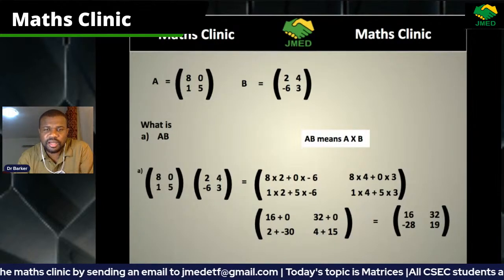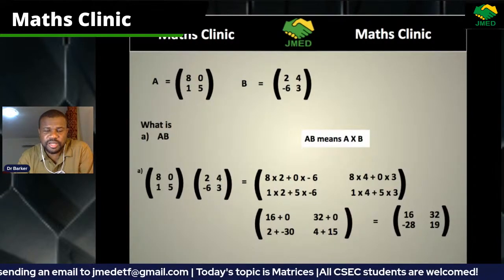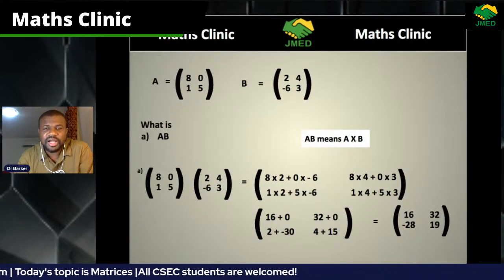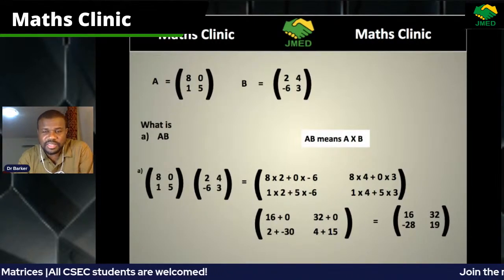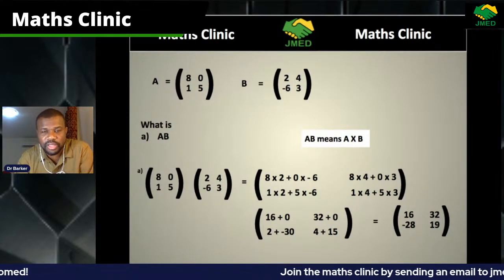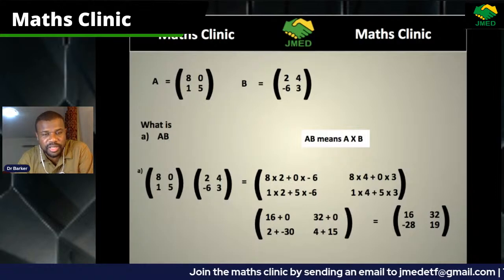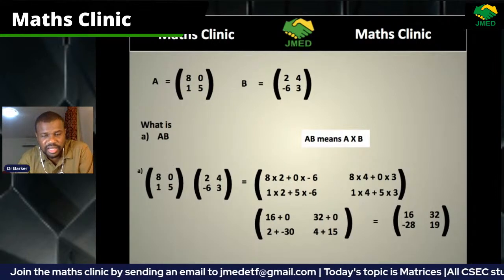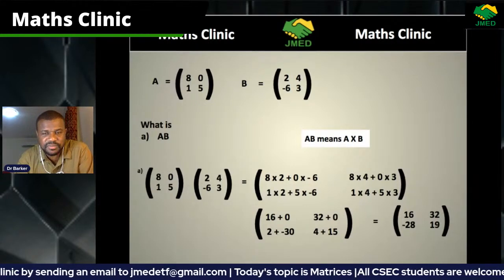So, good question. You're asking if it's possible to have 3 matrices to multiply. It's possible. What you'll have to do in that scenario is that you wouldn't be able to multiply 3 matrices in one calculation. You'd have to multiply 2 of the matrices first, then take that answer and multiply by the other matrix.